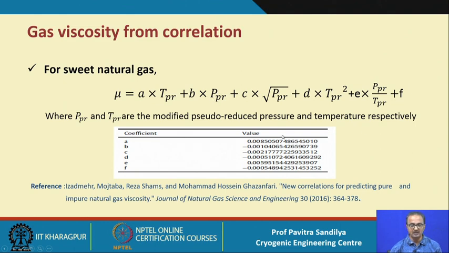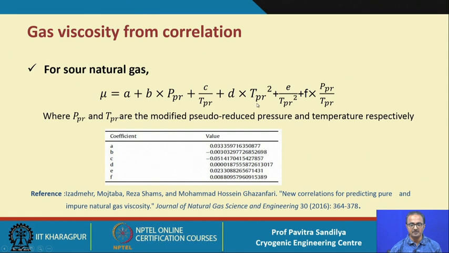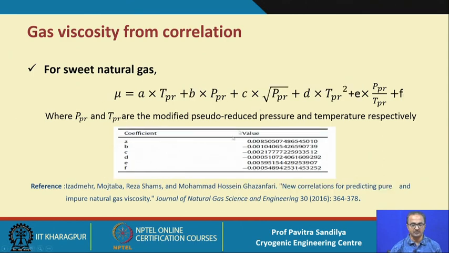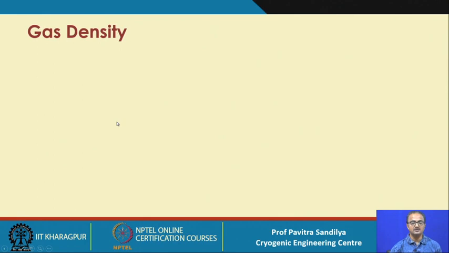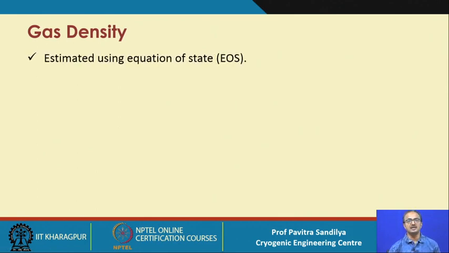Now you can see there is a difference in the type of the correlation and the coefficient values. These correlations have been given in terms of the pseudo-reduced pressure and pseudo-reduced temperature. Next we come to gas density, and generally gas density is estimated from a suitable equation of state.